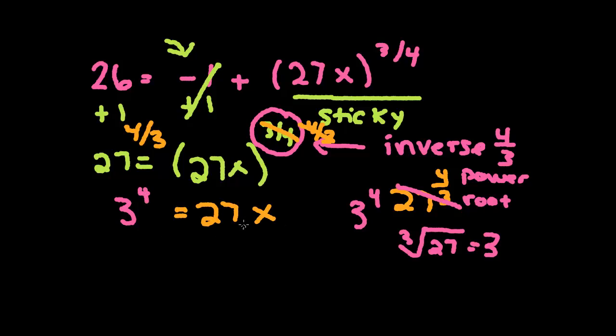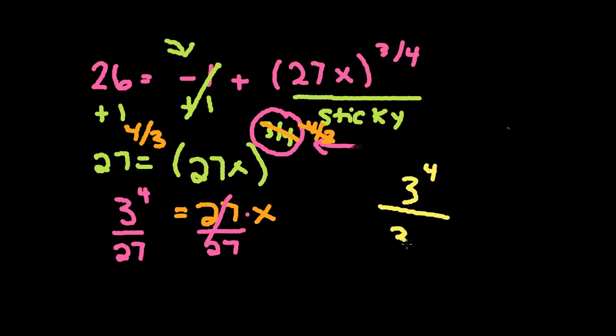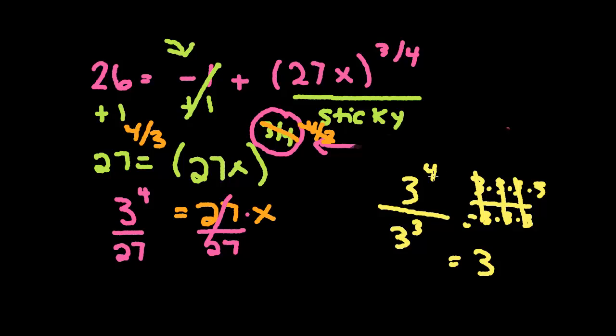So now I want to divide by 27 to solve for x. So I divide by 27. Now I can do this out longhand, but a shortcut would be, I know that 27 is 3 to the 3rd power. So if I rewrite this as 3 to the 4th over 3 to the 3rd, then that's 3 times 3 times 3 times 3 over 3 times 3 times 3. Each of these 3's cross off, and I just get a 3 as an answer. Or you could subtract your exponents. 4 minus 3 is 1, so I end up with 3 to the 1st power, or 3.